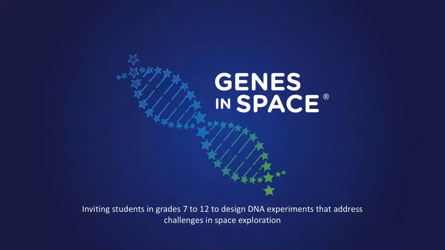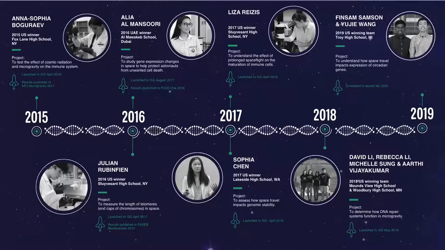Genes in Space is an outreach initiative that takes the form of a competition. Each year we ask students in middle and high school to propose DNA analysis experiments that solve pressing problems faced by space travelers. Each year we select one winning experiment to launch to the ISS where it's carried out by astronauts. Our program was founded in 2015, and since then we've launched 6 student investigations to the ISS, with an additional 2 in development for launch later this year or early next.